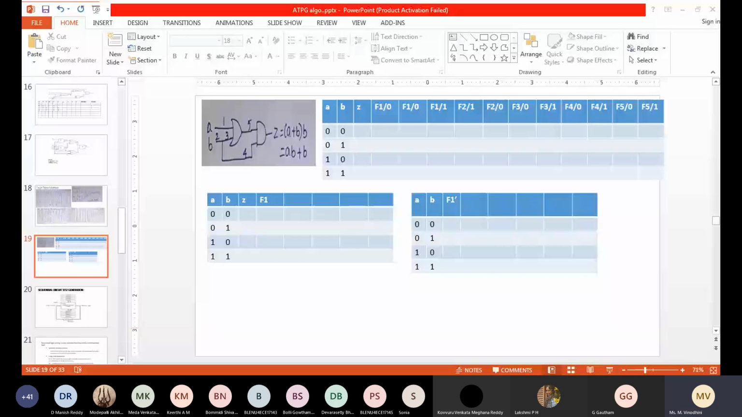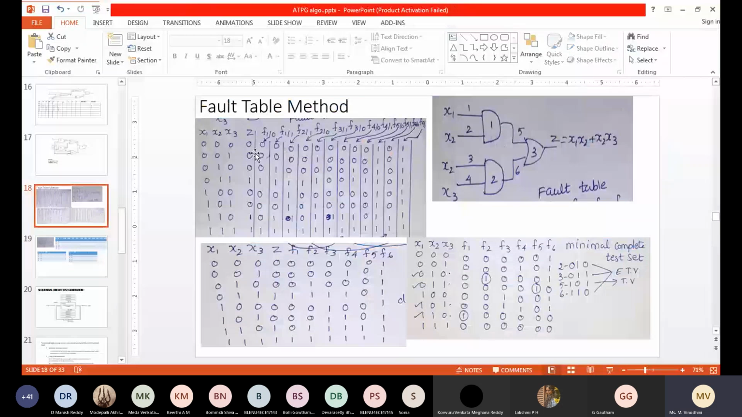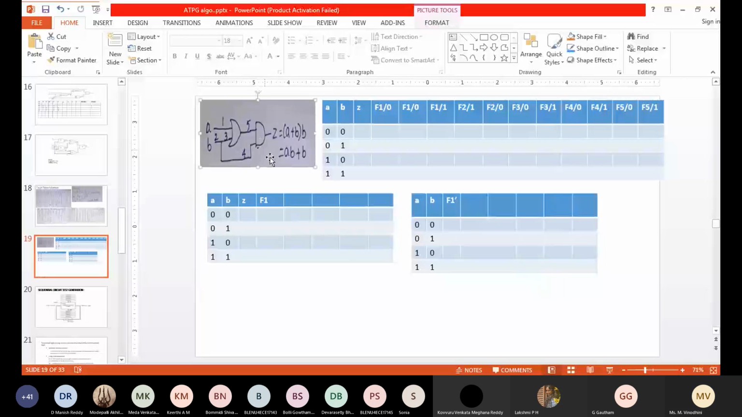Okay, so now, only 5 minutes, and we'll start. Now look at this: this is the fault table method. Listen here, I'm going to explain the fault table method now. This is the title, fault table method. This problem we will see later. First, I will explain the smaller one. Are you able to see the diagram?